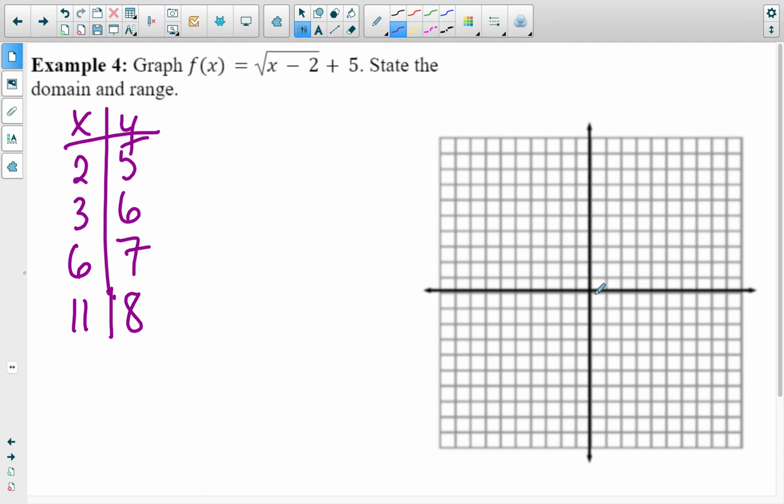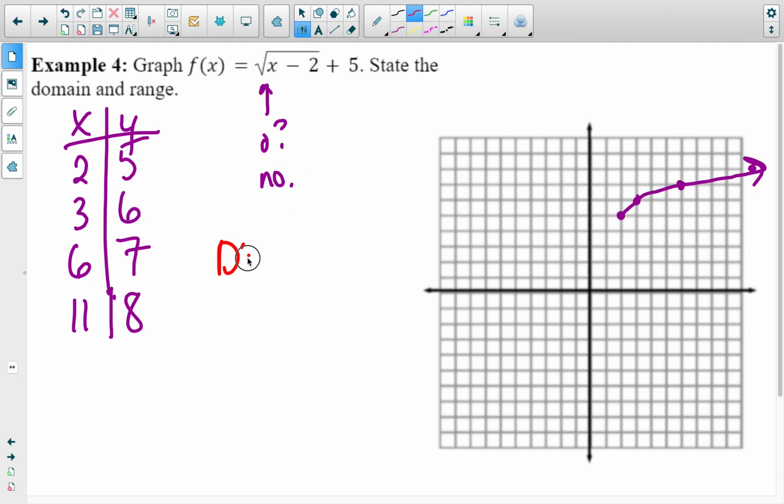Okay, and then now we plot our points: over 2 up 1, 2, 3, 4, 5. Over 3 up 6, over 1, 2, 3, 4, 5, 6 up 7, should be right there, and then over 11 will be a little bit off the graph, that's okay, up 8. To decide which way our arrow goes, ask yourself, can you plug in values on one side or the other? So can we plug in 0 here? No, because we would get square root of negative 2.